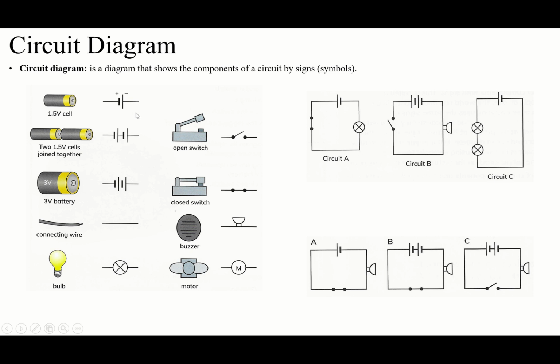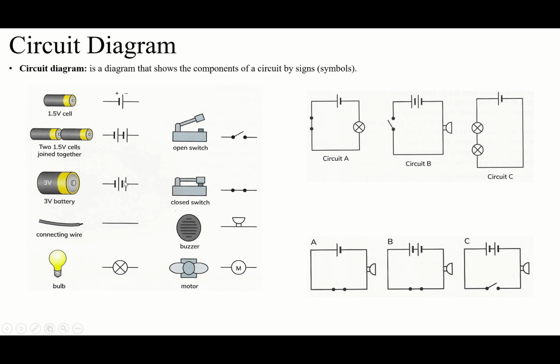So first of all, a circuit diagram is a diagram that shows the components of a circuit by symbols. We have real things, but we are going to see them in the diagram by symbols. If you see a 1.5 volt cell battery, this is the symbol for it. And if you join two 1.5 cells, it's going to be 3, right? That is the symbol for this. And the 3 volt battery, not joined, is one battery, which is 3 volts.